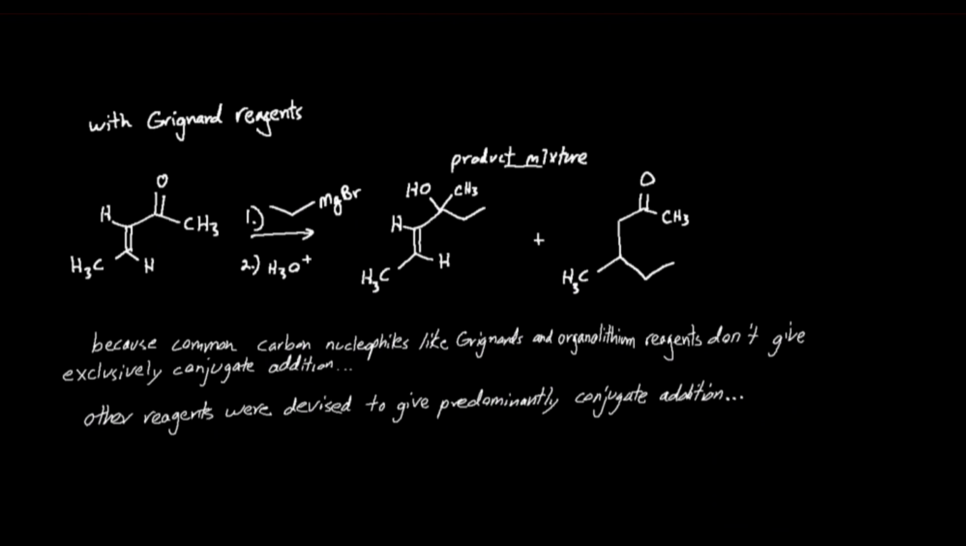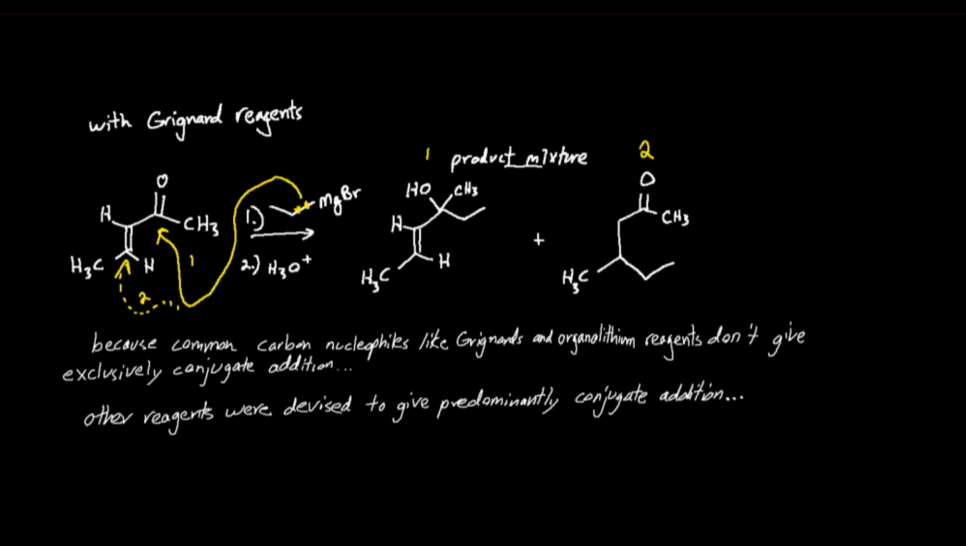With Grignard reagents, a much more important carbon nucleophile, and in fact with organolithium reagents as well, you can easily see the Grignard reagent as a carbon nucleophile reacting in this way, adding directly to the carbonyl carbon, or via conjugate addition. Call that 1 and 2, products 1 and 2, via the same mechanisms we've already seen.